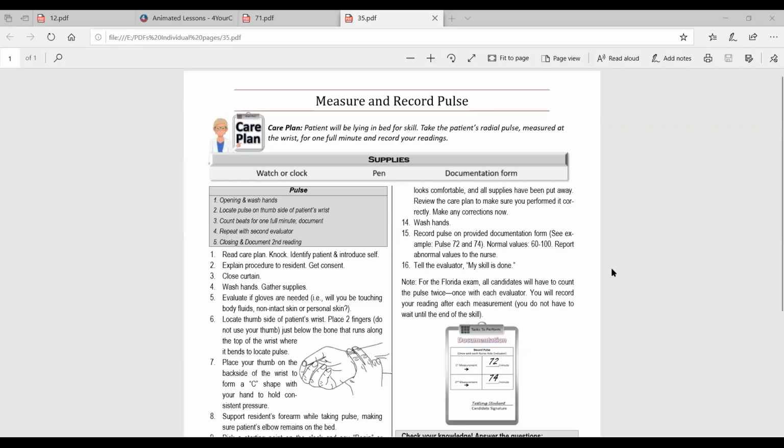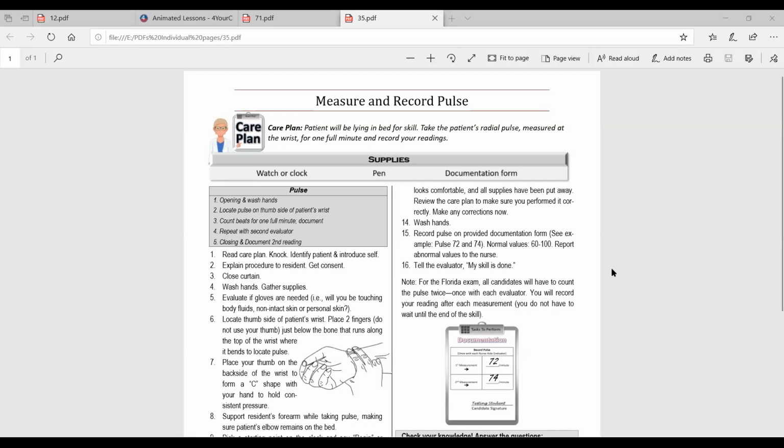We're going to jump right into skills now, and we're going to start with pulse. The first thing that we need in order to do any skill ever is our care plan. So what I'm going to do now is bring up the skills page from the skills book so that we can view the care plan.